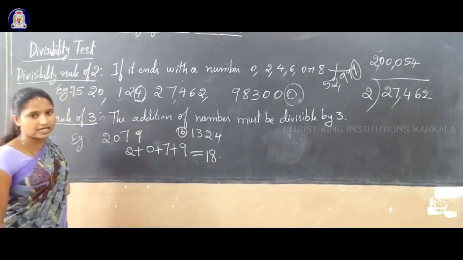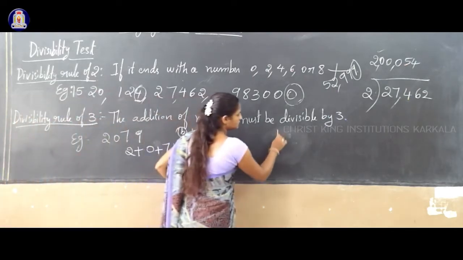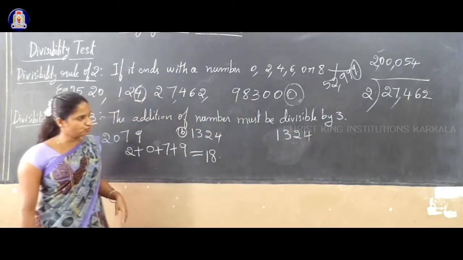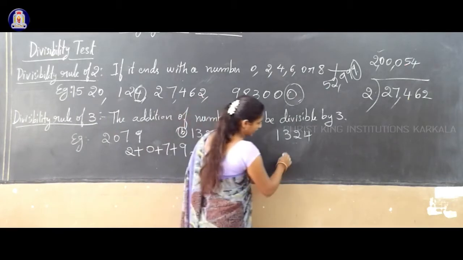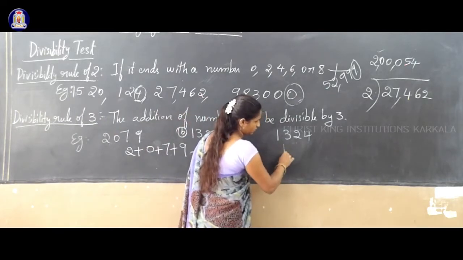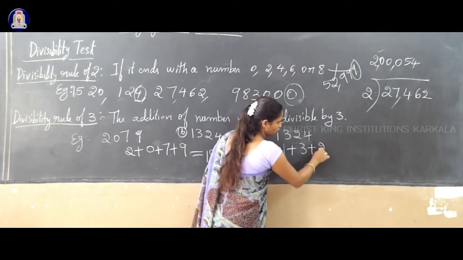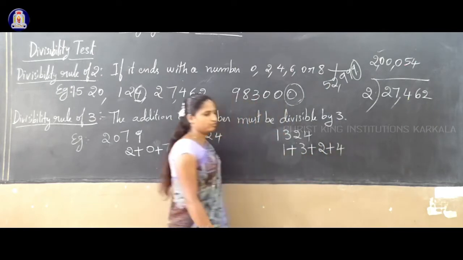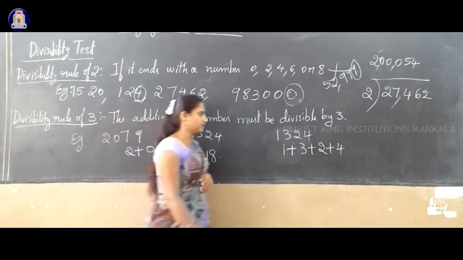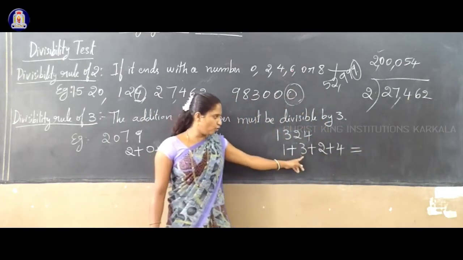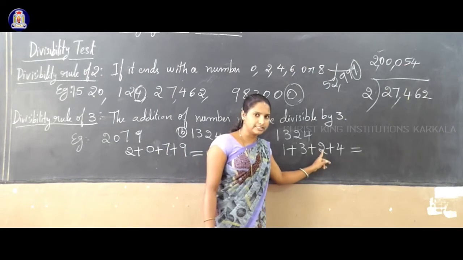So, second example, 1324. First add all the digits: 1 plus 3 plus 2 plus 4. First add all these numbers. So what will the answer be? 1 plus 3, 4. 4 plus 2, 6.